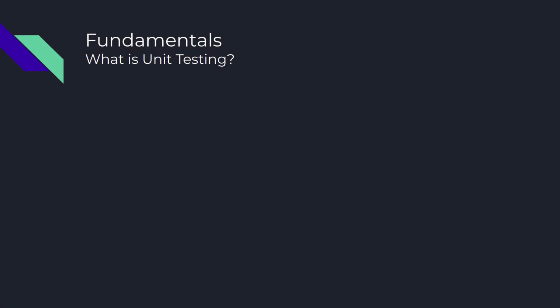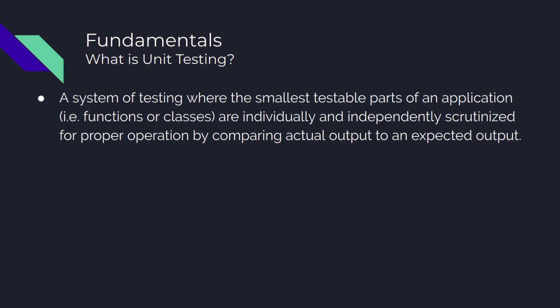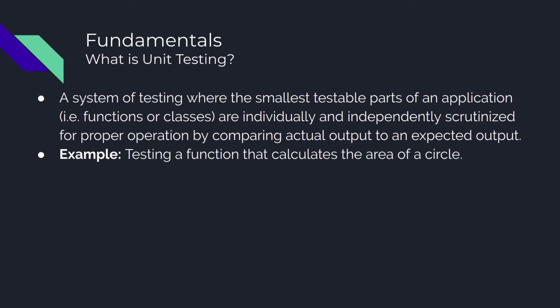So what is unit testing? Unit testing is a system of testing where the smallest testable parts of an application, i.e. a function or a class, are individually and independently scrutinized for proper operation by comparing the actual output of the function to the expected output. An example would be a function that calculates the area of a circle. It returns a float and takes in a float as a radius.